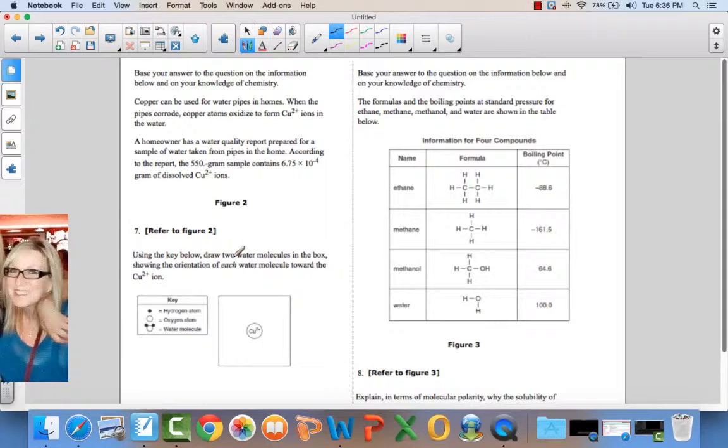Copper can be used for water pipes and homes. When the pipes corrode, copper atoms oxidize to form Cu2+ ions in water. So we're going from Cu solid to Cu2+, just so we know what's going on. A homeowner has a water quality report prepared for a sample of water taken from the pipes in the home. According to the report, a 550 gram sample contains 6.75 times 10 to the negative 4 grams of dissolved copper 2+ ions. Okay, so far we don't need that.